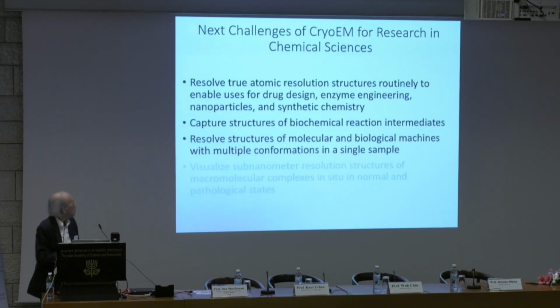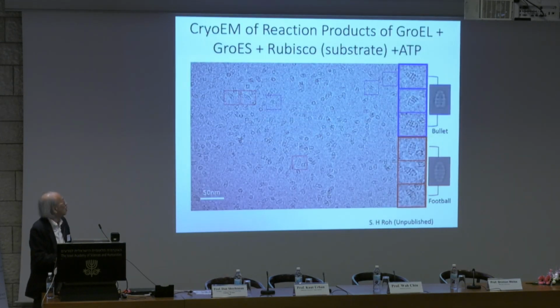And lastly, what happens if you undergo a biochemical reaction? Here is an example of GroEL with the cofactor GroES, with the enzyme, with the ATP. There are 5 reagents in the reaction. You don't expect to see only one product. You will see at least the reagent plus some intermediates. So that's true. We can see the bullet shape. You can see the American football shape.